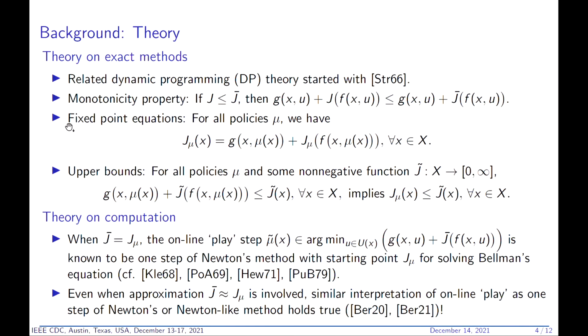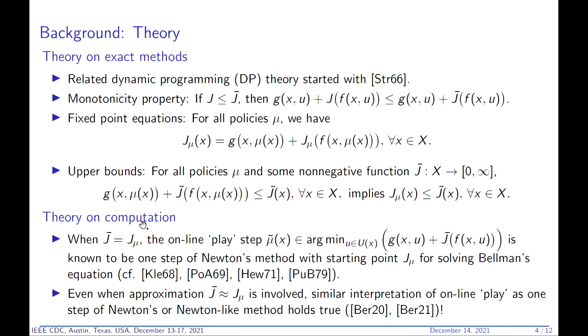The second property is called the fixed point equation, which states that for all policies mu, this fixed point equation holds, which is really nothing but Bellman's equation obtained by replacing the control constraint sets with singletons that only contain mu of x. By combining monotonicity and the fixed point equation, we get this upper bound property, which states that for all policies, if we replace this J mu with some J tilde and get this inequality, then we know that J tilde is a universal upper bound of J mu.